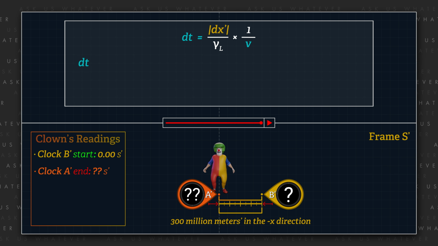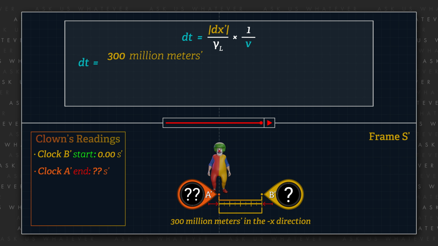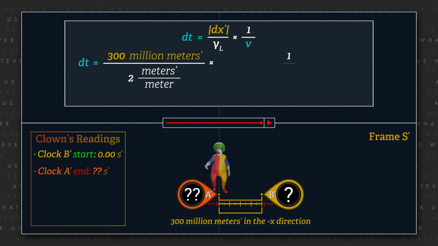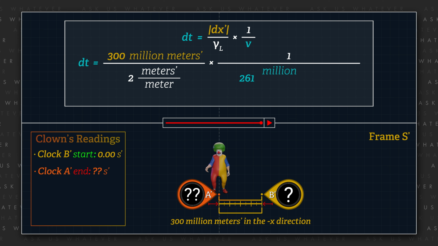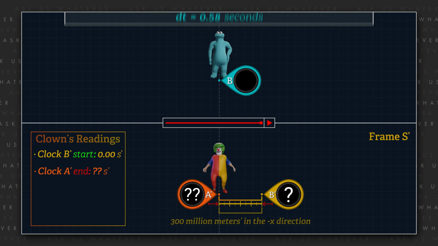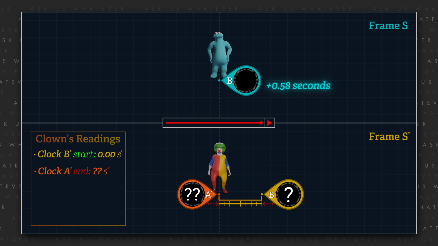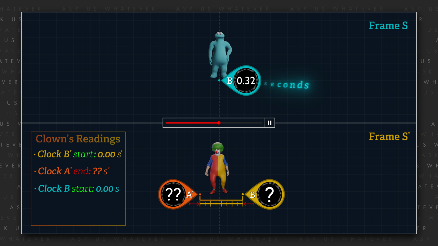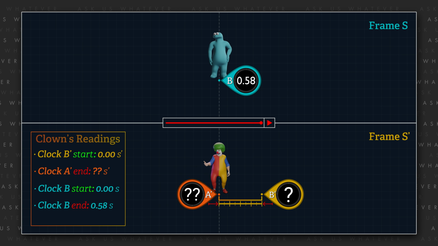We get dt equals 300 million meters prime divided by a gamma factor of 2 meters prime per meter times 1 over 261 million meters per second. This produces a time of about 0.58 seconds. Clock B will show that about 0.58 seconds elapse from being aligned with clock B prime to being aligned with clock A prime, because 1/2 light second prime traversed at 87% of c will require about 0.58 seconds.